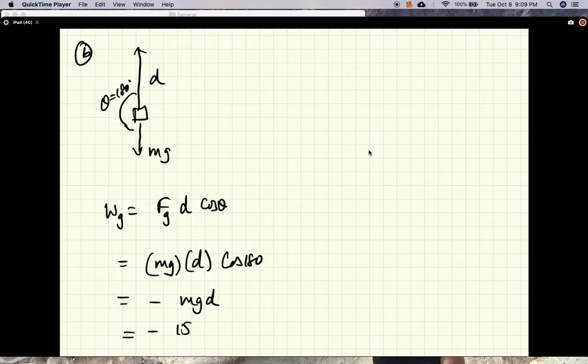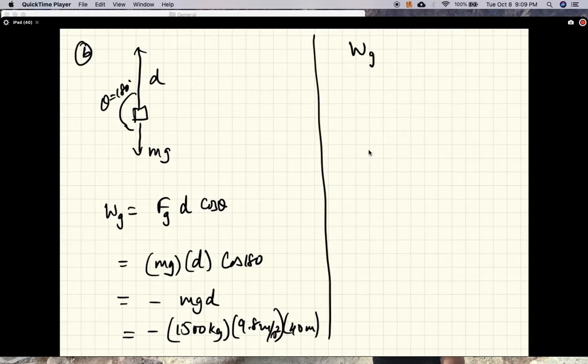Okay, so it's 1500 kg times 9.8 meters per second squared times 40 meters. So the work done by gravity is minus 5.88 times 10 to the power 5 joules.